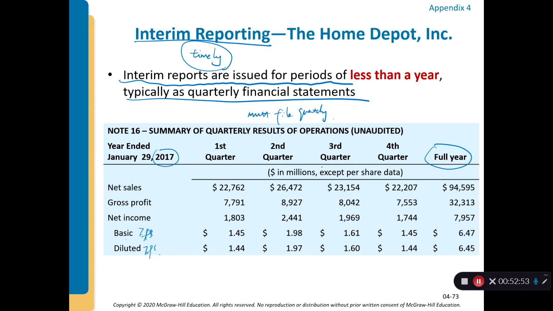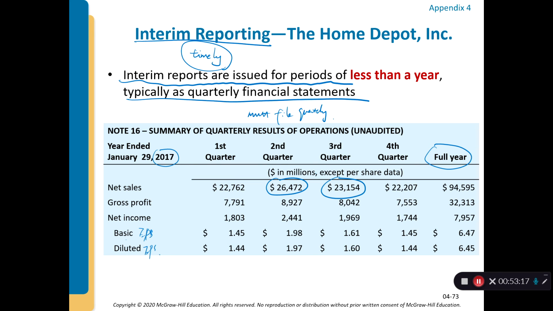And as you can see, the sales of the second quarter and third quarter are much higher than the first quarter and the fourth quarter of Home Depot. That's because the majority of home construction activities occur during spring or summer times, right?